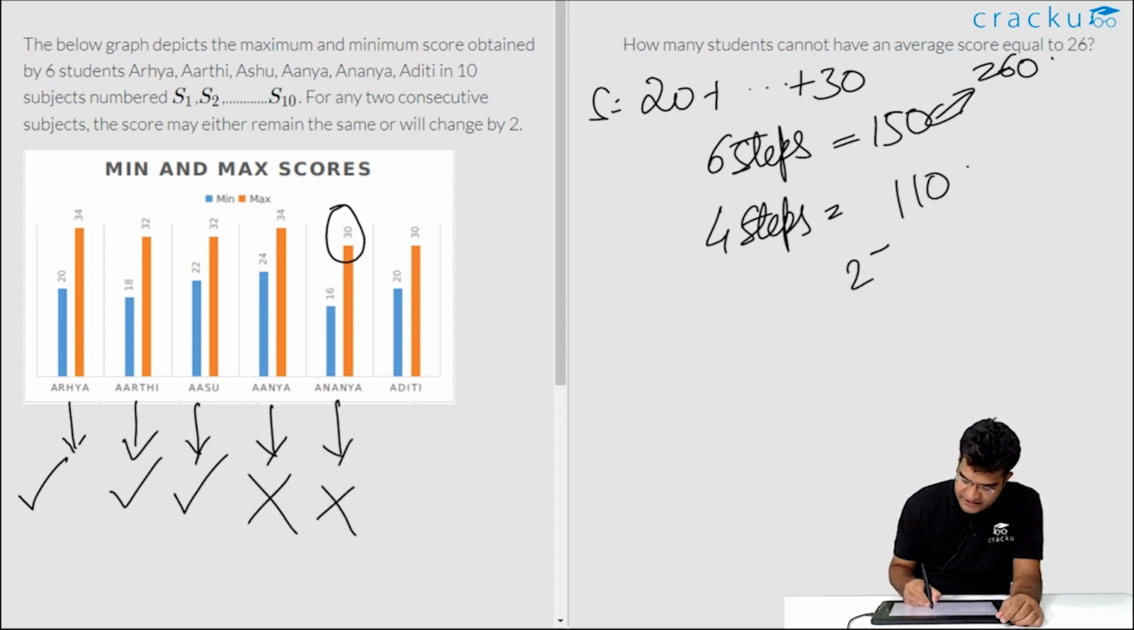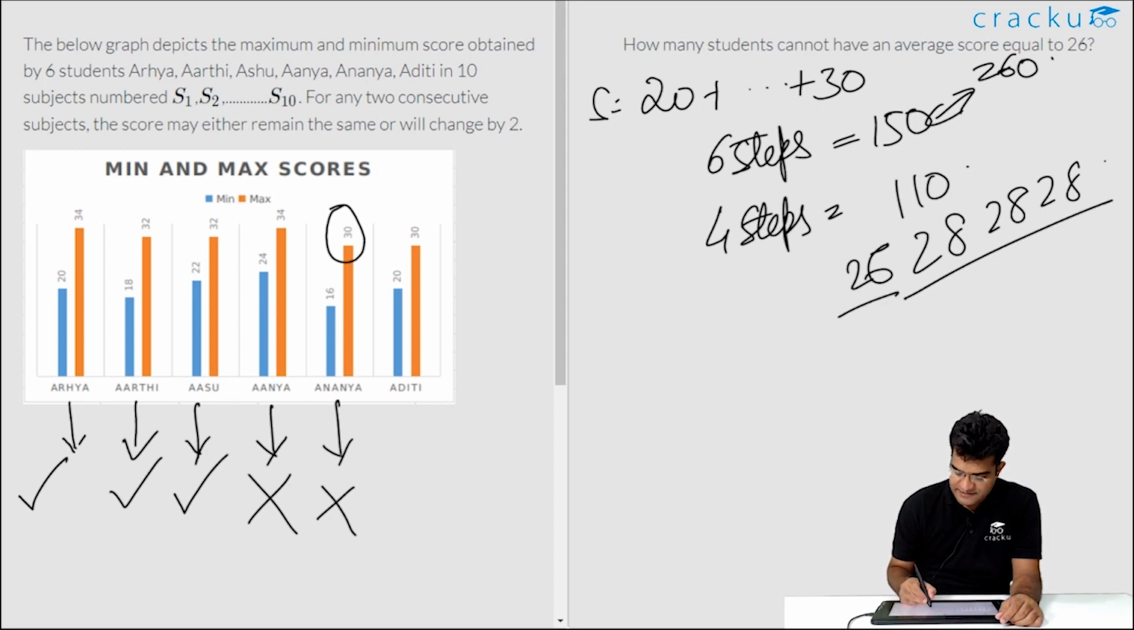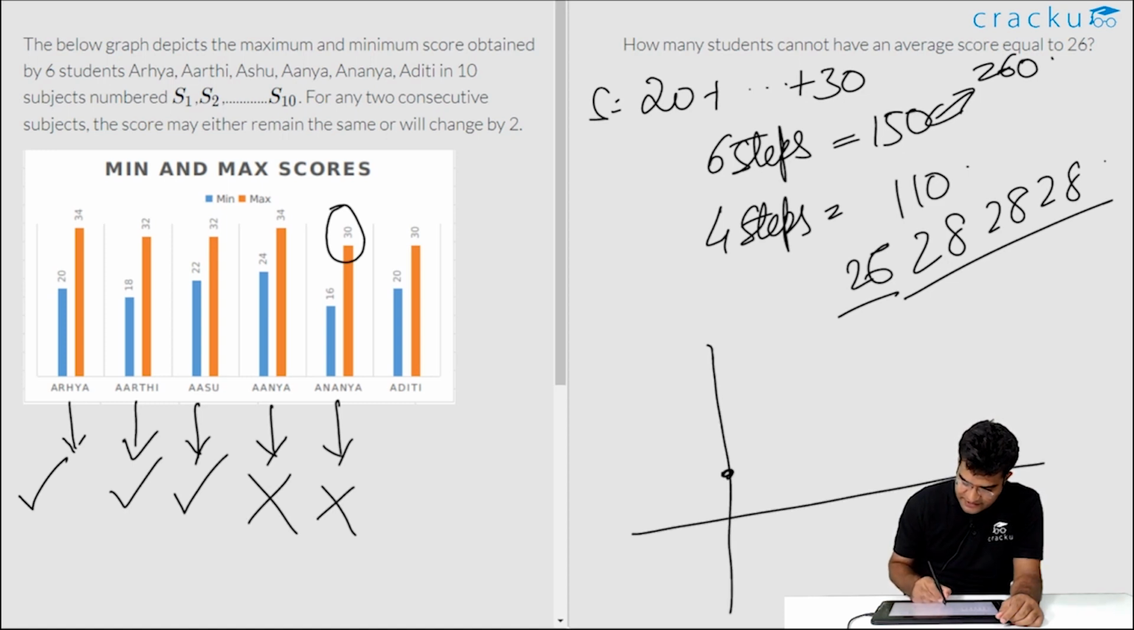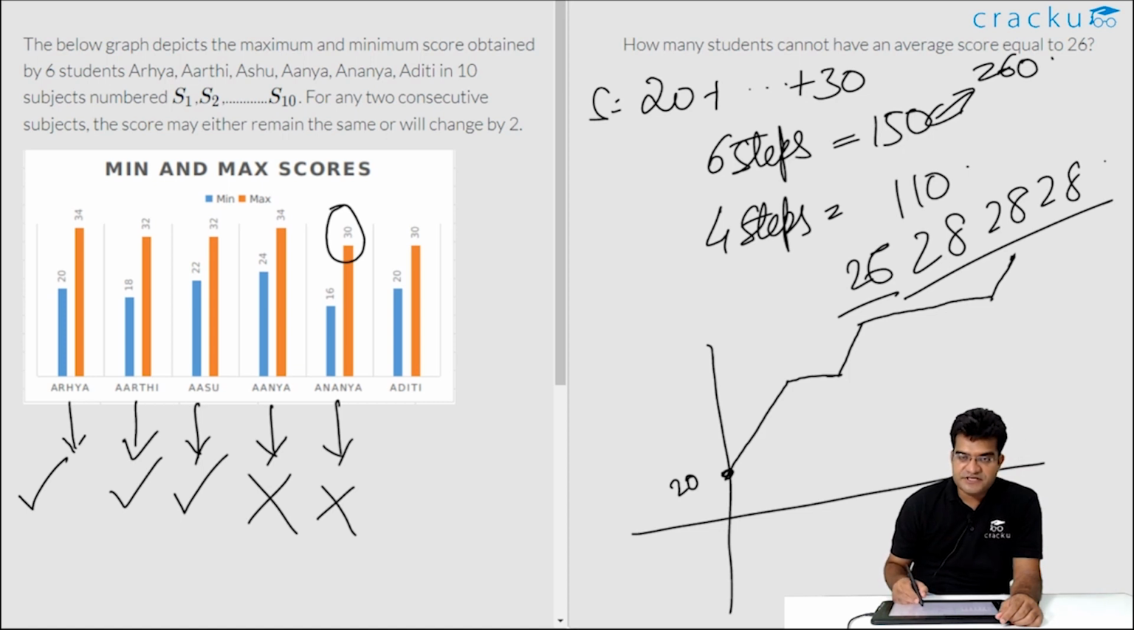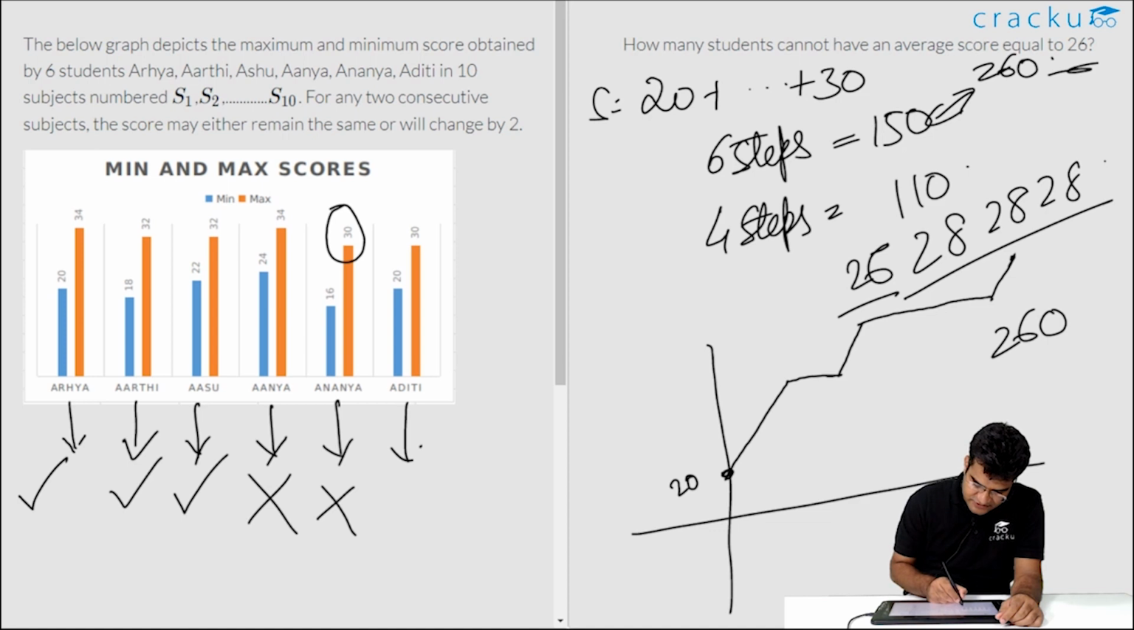So you would need 26, 28, 28, 28. That is 3 into 28 is 84 and 26 is 110. The total will become 110. Again, you can easily draw this graph where she starts with 20. She goes till 26 in a straight line, waits there once, then goes to 28, waits there for 3 more subjects and then finally reaches 30 in the last subject. In this kind of a distribution, she is going to make a total of 260 so that her average will equal 26. So Aditi can do it.